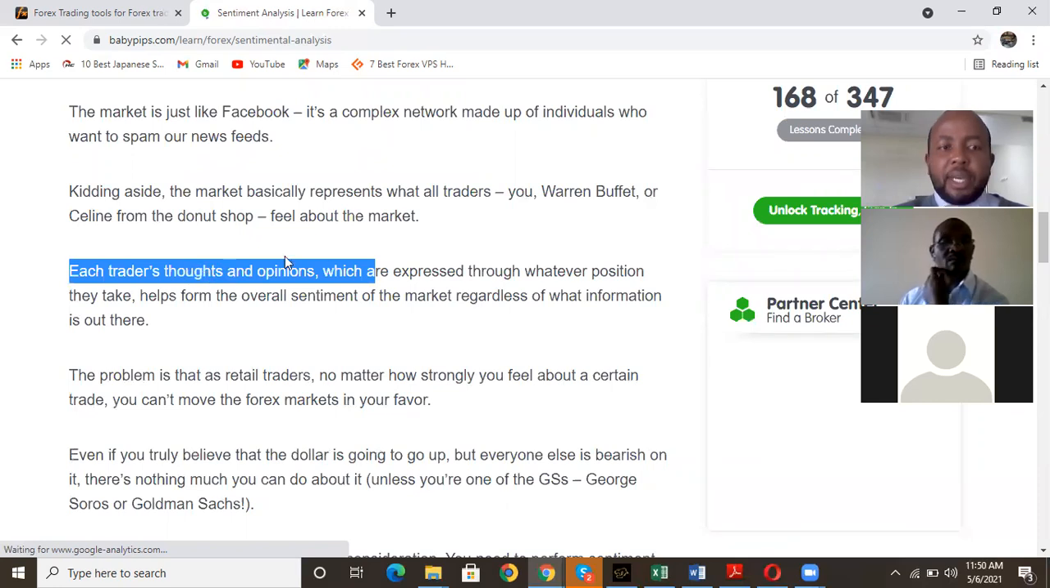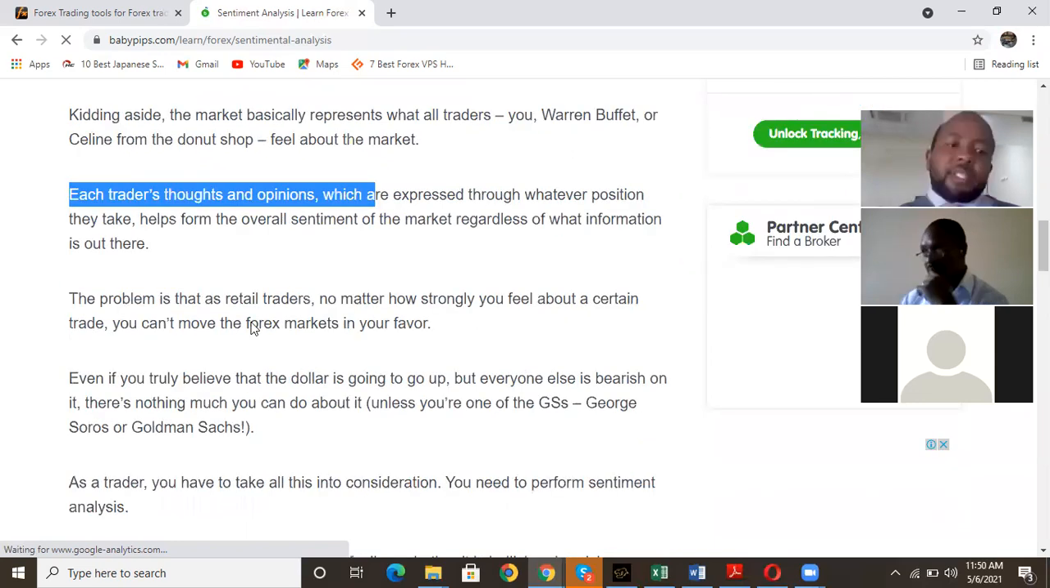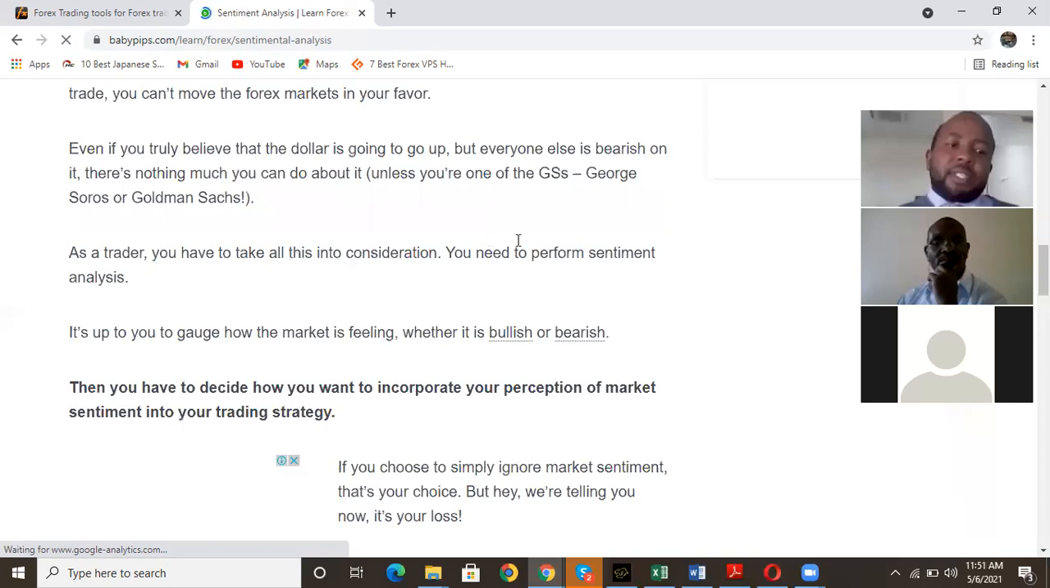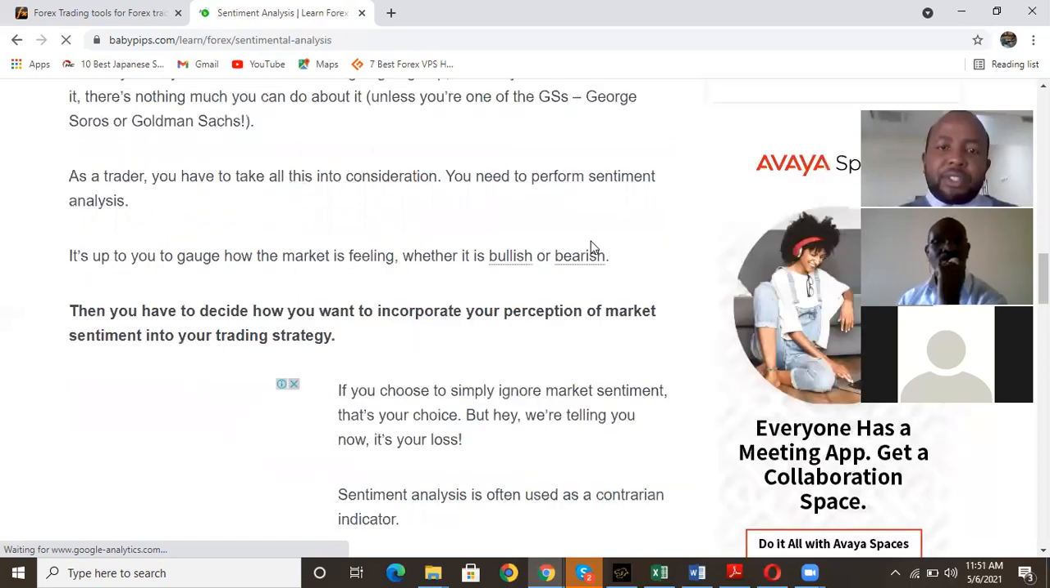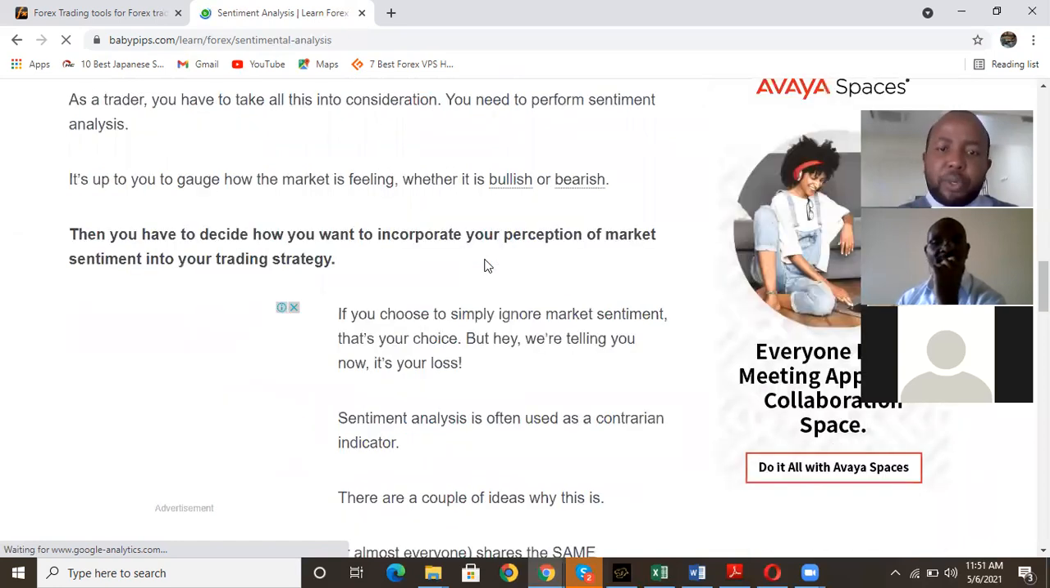You have a thought and opinion of where you think the market is going to go. Someone else has a thought and opinion of where they think the market will go. So it helps form the overall sentiment of the market regardless of what information is out there. The problem is, no matter how strongly you feel, you can't move the market in your favor. Even if you believe the dollar is going to go up, but everyone else is bearish, there's nothing much you can do unless you're one of the big players, Soros or Goldman Sachs. So you have to decide how you want to incorporate your perception. We are looking at the perception of the market, your perception of market sentiment.